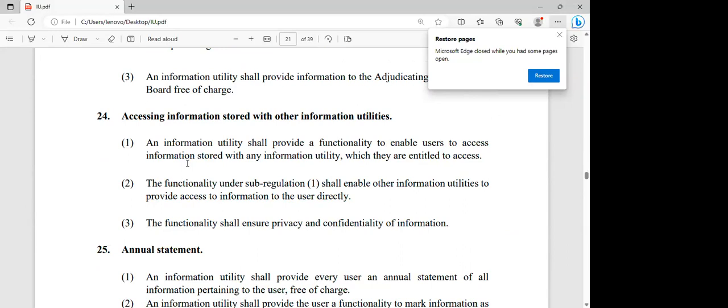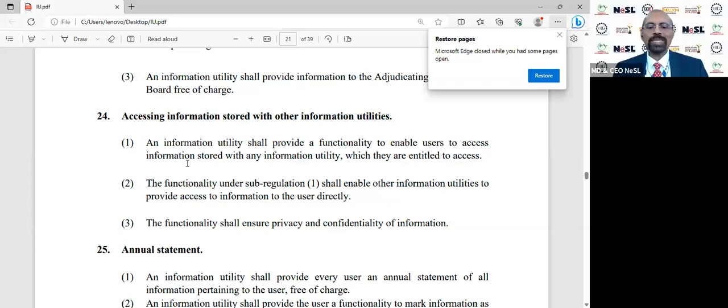Hello? Can you repeat the question, ma'am? Yes, sir. Can you repeat the question. No, basically she wants to know whether the NESL IU has any discretion in the matter.